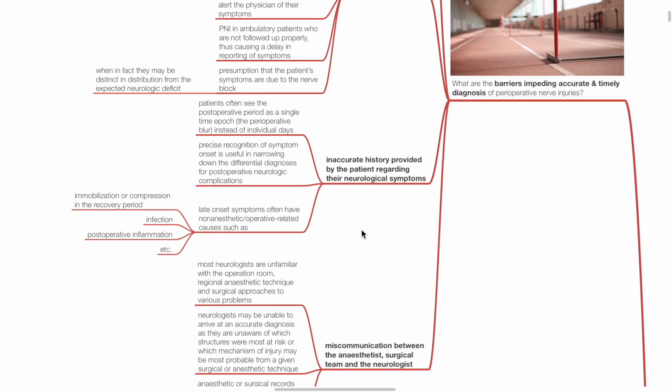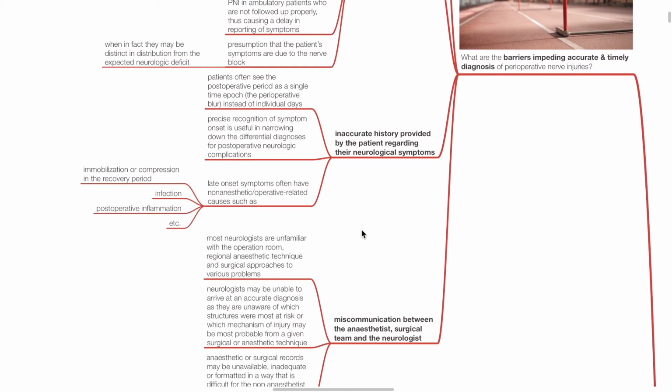Inaccurate history provided by the patient regarding their symptoms may impede accurate and timely diagnosis of PNIs. Patients often see the post-op period as a single time epoch instead of individual days. Precise recognition of symptom onset is useful in narrowing down the differential diagnosis causing PNIs. Late onset symptoms often have non-anesthetic or operative related causes such as immobilization or compression in the recovery period, infection, and post-op inflammation.